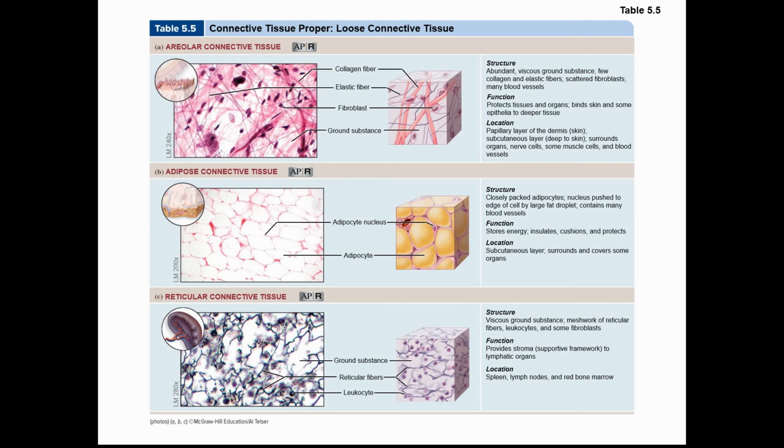And finally, our last type of loose connective tissue is reticular connective tissue. It's kind of a dense mesh of reticular fibers. Remember, these were similar to collagen fibers, but they were smaller and more branched. We have a lot of fibroblasts, which are the little cells that make fibers, a lot of leukocytes or white blood cells inside of reticular connective tissue. And we have reticular connective tissue spread throughout the entire body, but we do have large concentrations of it in things like the spleen, the thymus, lymph nodes, and bone marrow, all very important places for white blood cells.